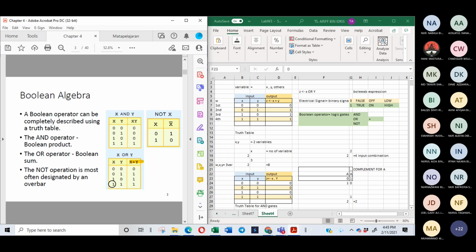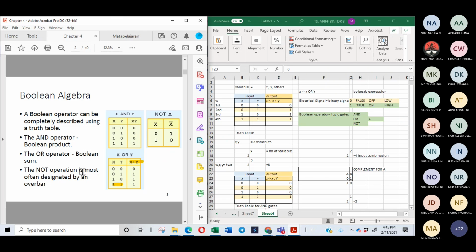Because if you do 1 plus 1, is the answer equivalent to 1, class? If you do the manual addition, 1 plus 1, is it 1 or 0? 0, right? So this is just the concept. For the OR operator, we can use the plus symbol, the sum symbol, but it is not sum, it is OR. For the AND operator, you use a product. Product is equivalent to multiply. So 1 multiply with 0 will get 0. 1 multiply with 1 you'll get 1.